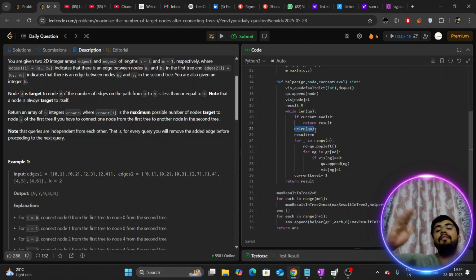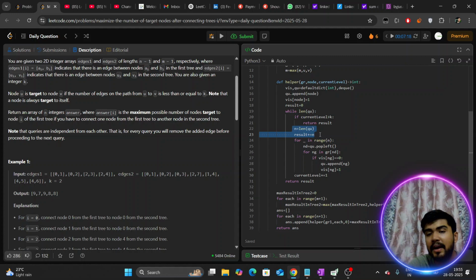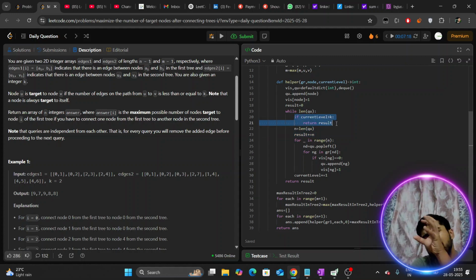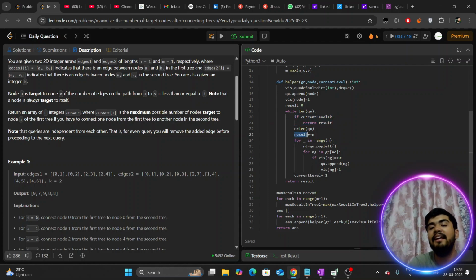How many nodes do you have on that particular level? I want to go for all of them, and all of them are bound to be less than or equal to k. That's the reason the check is not performed here. When I am at this line, it means the if was not executed, so the current level is smaller than or equal to k. Then can I consider all the nodes of that level for my answer? Yes, I can. So I add to result plus equals n.